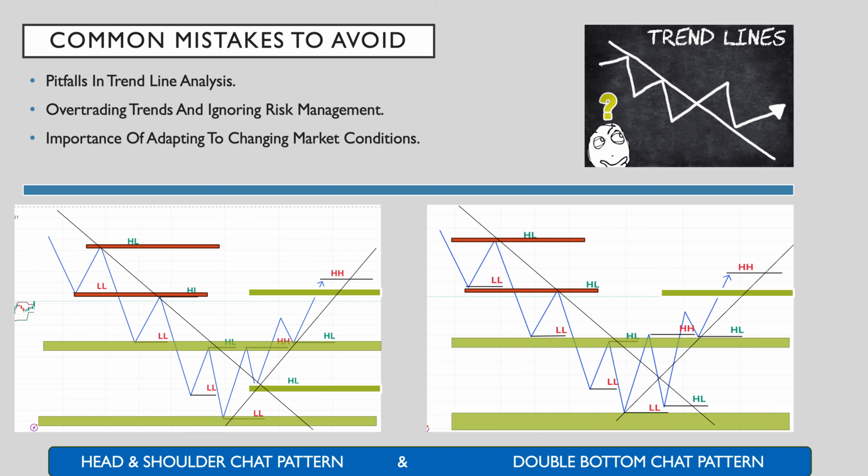Now, common mistakes to avoid. What are the mistakes to avoid? Do not overtrade. Please do not overtrade. Do not ignore risk management. It is very important you pay attention to risk management in every condition. No matter how confident you are, no matter how you've identified the direction of the trend and it's been going your way, always apply risk management due to fundamental analysis.